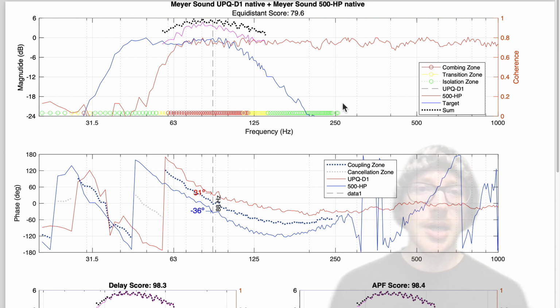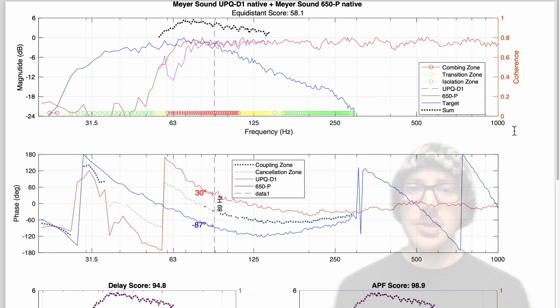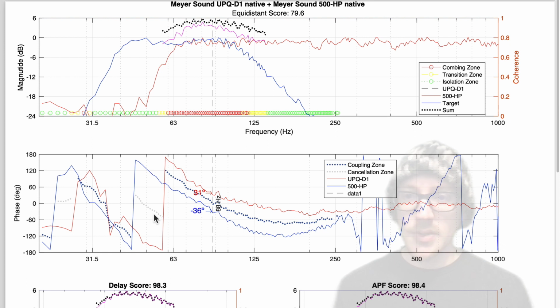And then I just turned it off here, once we get too far out. And I've done the same thing down here in the phase graph. So we have red and blue, main and sub. Again here, red and blue, main and sub. And I've tried to use the same colors Bob McCarthy used on this graph here: coupling zone, cancellation zone. And you can see gray here for cancellation zone, and this kind of navy blue for coupling zone.